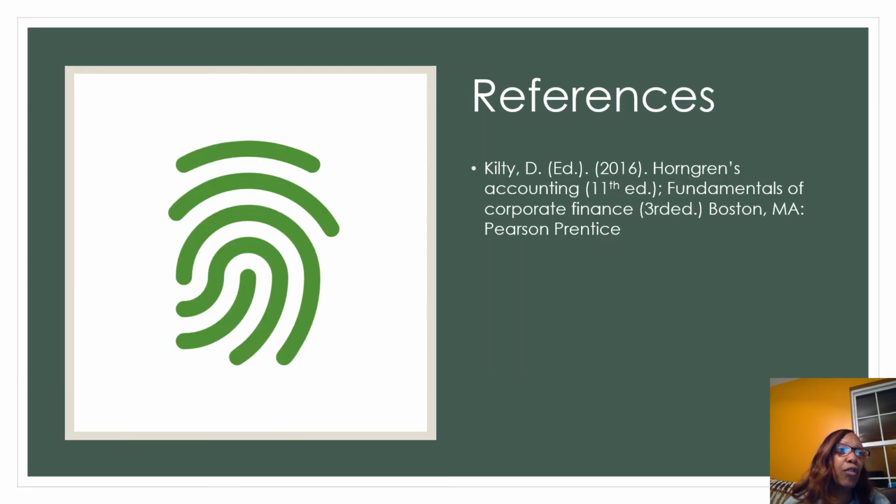References all came from Horngren's Accounting, 11th edition, Fundamentals of Corporate Finance.